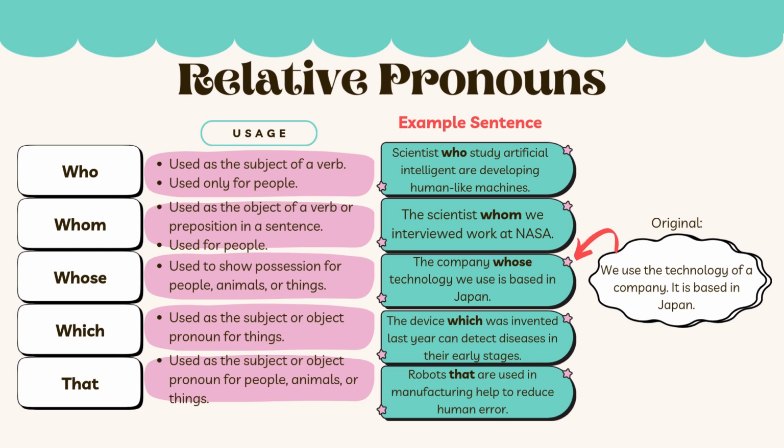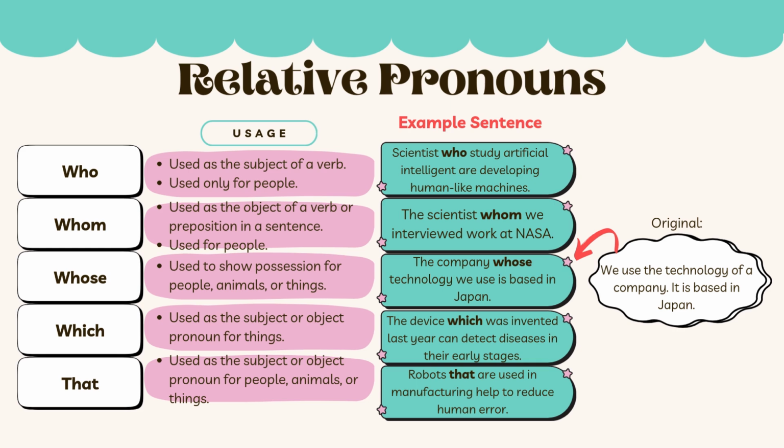Next, the word which is used as the subject or object pronoun for things. It introduces a relative clause and connects it to the main sentence. For example, the device which was invented last year can detect disease in its early stage. Here, the clause which was invented last year gives more information about the device. In other words, which is used to add details about a thing previously mentioned.